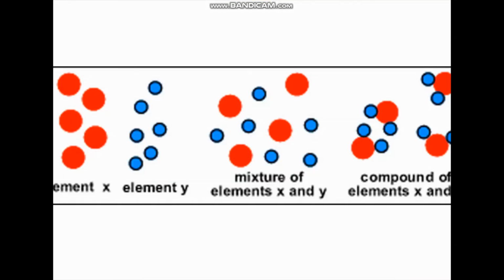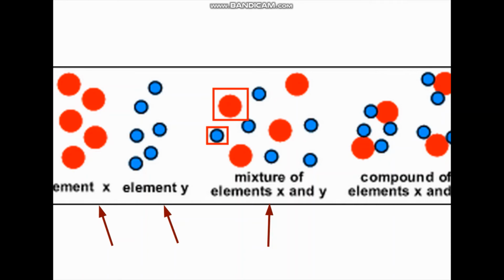Now we can understand this image very well. You have two elements, element X and element Y. Element X is shown in red color and element Y is shown in blue color. In the mixture of element X and element Y, you can see that the individual atoms of element X and element Y are not present together. This is one atom of X and this is one atom of Y. They are present separately.